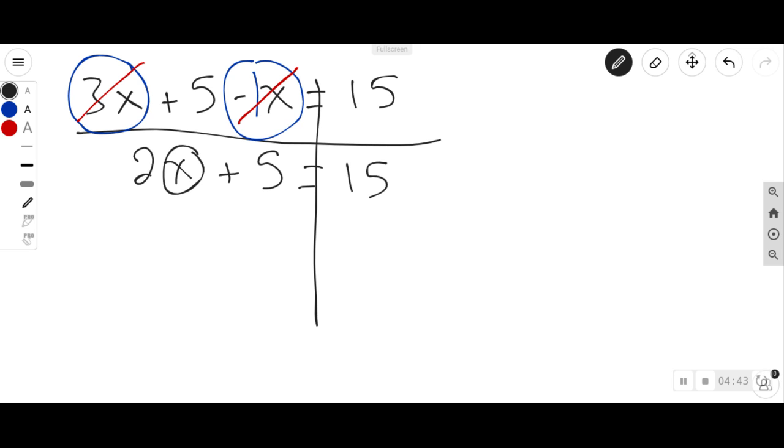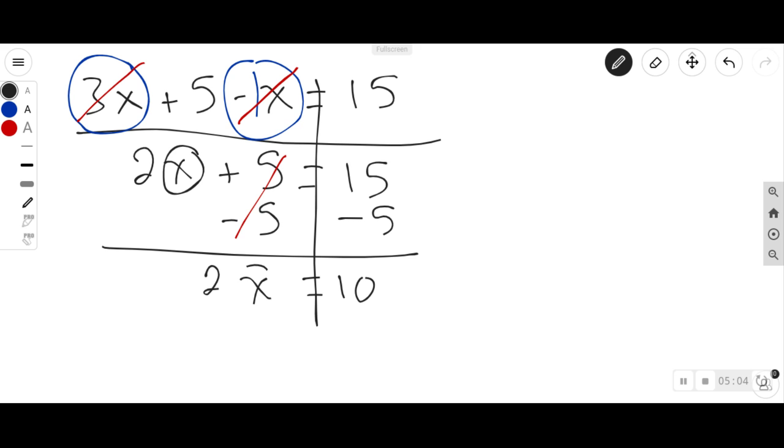I need to get rid of that 5 first. Remember, anything touching the variable moves last. So the 5 goes first. It's a plus 5, so I do the opposite with a minus 5. So I can cancel out the 5's. I now have 2x equals 10. Now to get rid of that 2, I divide by it since it's technically a times. Divide by 2. So I can cancel out those 2's. And I'm left with x equals 5.